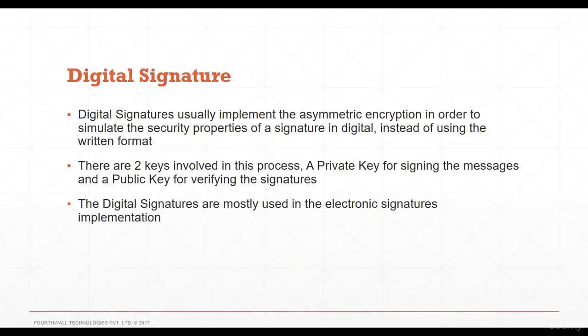Digital signature. Digital signatures usually implement the asymmetric encryption in order to simulate the security properties of a signature in digital form, instead of using the written format. There are two keys involved in this process, a private key for signing the messages and a public key for verifying the signatures. The digital signatures are mostly used in the electronic signatures implementation.